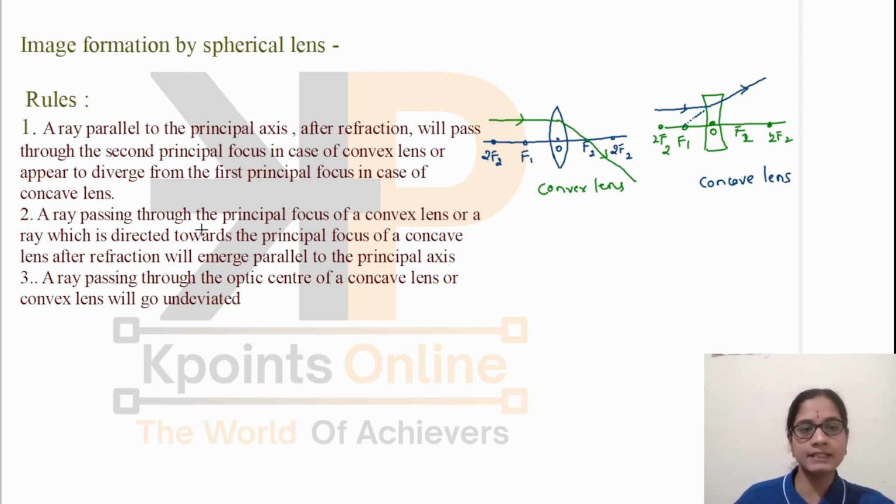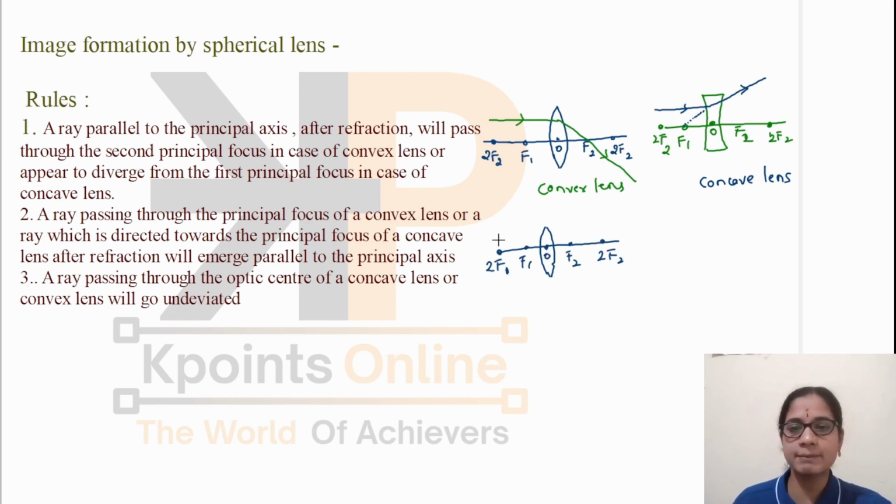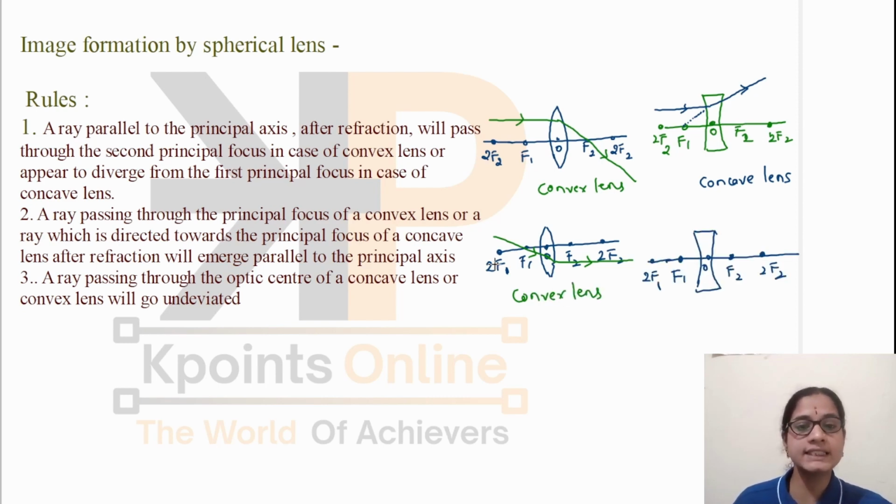Let's see rule number 2 here. A ray passing through the principal focus of a convex lens, or a ray which is directed towards the principal focus of a concave lens, will emerge parallel to the principal axis after refraction. See here, this is a convex lens, and this is a ray which is passing through the principal focus. After refraction through the lens, it will emerge parallel to the principal axis. In the case of a concave lens, see here, this is the ray of light which is directed towards the principal focus. After refraction, this ray will emerge parallel to the principal axis. This is rule number 2.